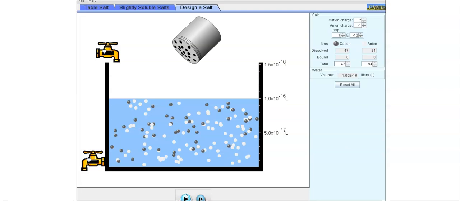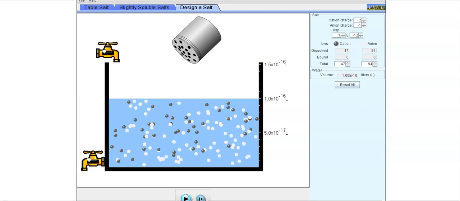And let's count the white, white representing chloride ions. 1, 2, 3, ... 93, 94. So we have 47 magnesium ions and 94 chloride ions.